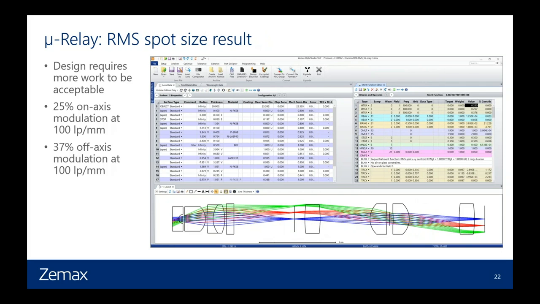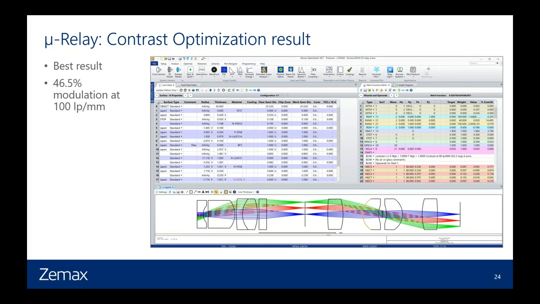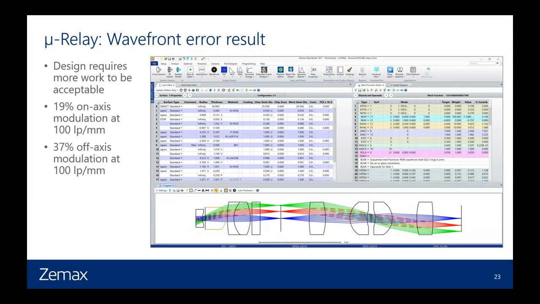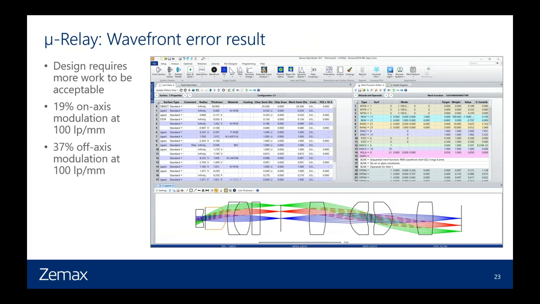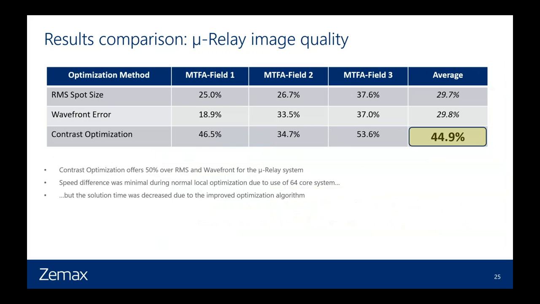And then looking at contrast optimization, and if we compare that to some of these, they look about the same between wavefront error and contrast optimization, but I get 19 and 37%, and I get 46.5% here with contrast optimization. So it's a very good result, and that's at the off-axis field point. So looking at the system adding the relay, the results again are consistently better with contrast optimization. I'm sorry, that was the on-axis level at 46.5. So again, looking at the average of the 3 field points, the average result was about the same here between RMS and wavefront, and contrast optimization was quite a bit better.